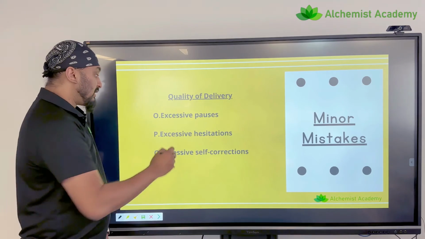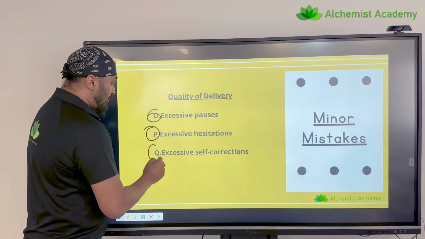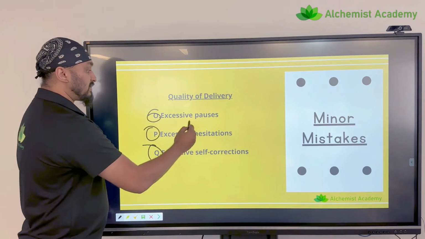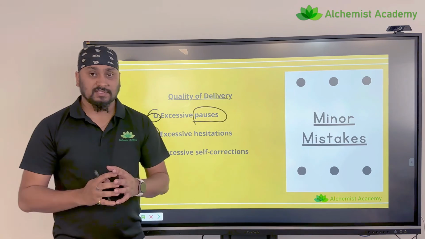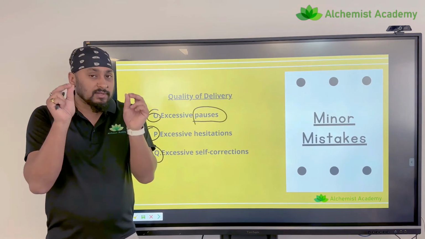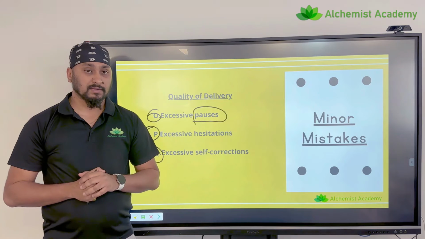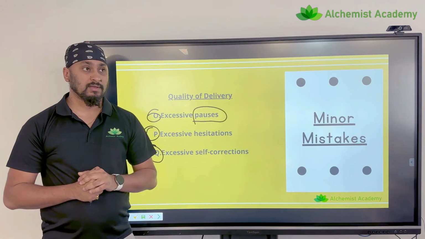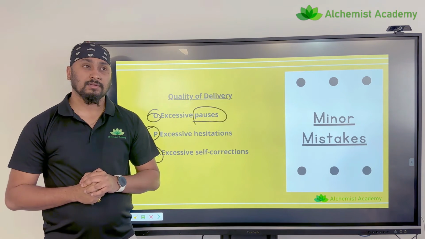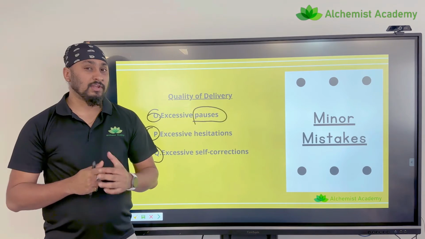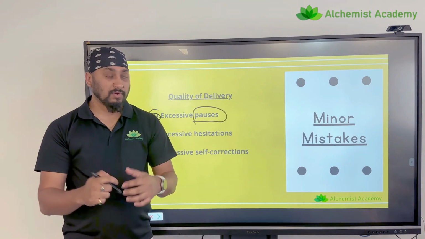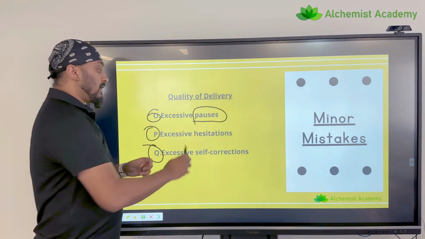All right, these codes are O, P and Q. The first code, excessive pauses. Excessive pauses simply means that when you hear a chime when you're doing a dialogue, there's a chime and after that you need to speak. But you are pausing, thinking, and you're not answering. If you're taking a long pause, you will start losing marks.